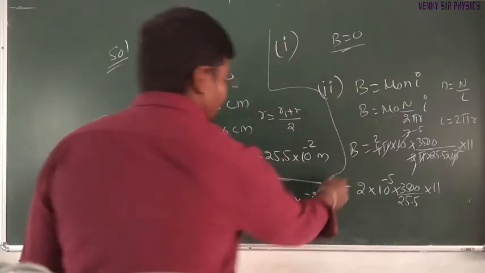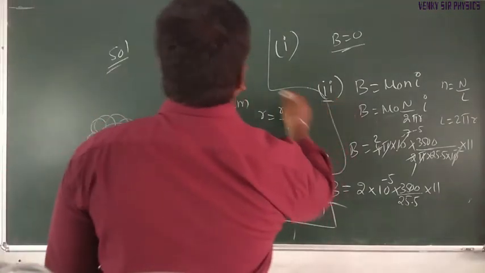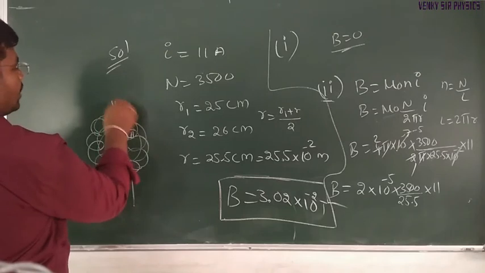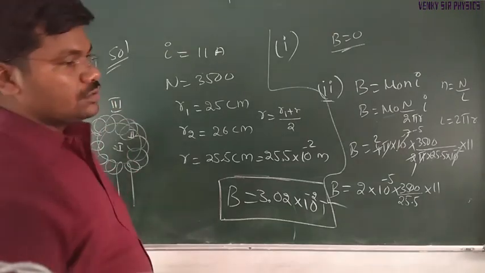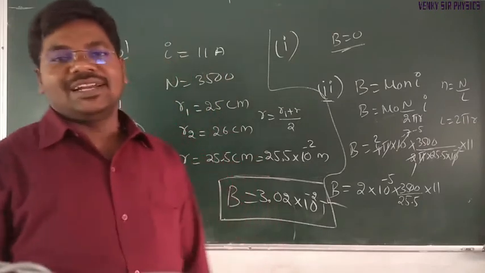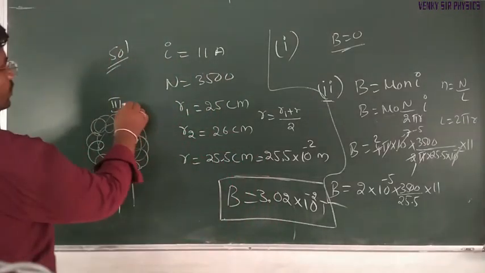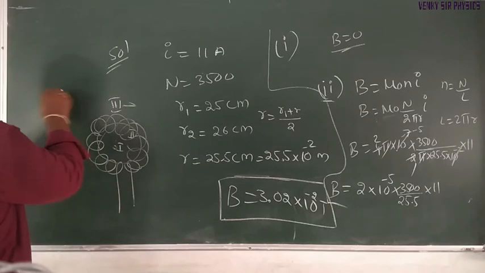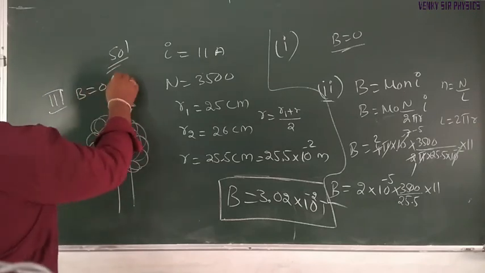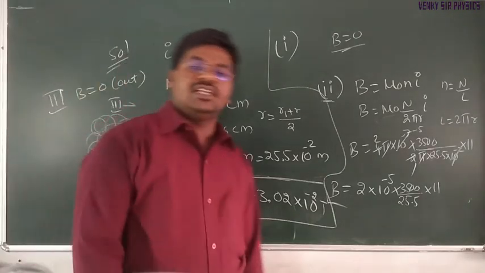And the third case, outside the toroid. According to the derivation, outside the toroid the magnetic field is 0. Okay, at third Roman, B is equal to 0. Outside the toroid, the magnetic field is 0.